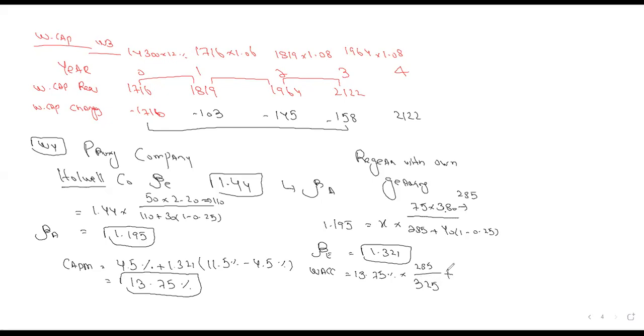Plus, what was the cost of that? The examiner told you in this question the cost of that. What was that? 9.2%. But this was pre-tax. Make it after tax, then multiply by 40 over 325. So you will get the WACC of 12.9, or say almost 13%.